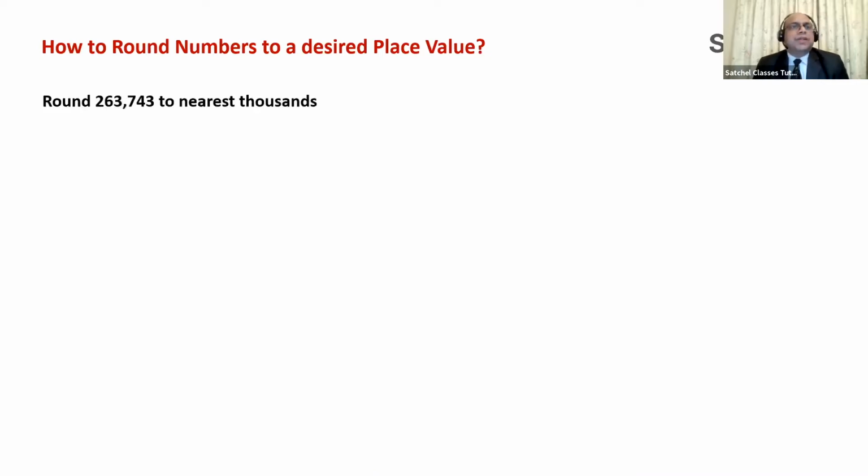Round 263,743 to the nearest thousands. Okay, let's write the number. And we need to round it to the nearest thousands, which is the thousands place digit for this number. This is the third 3 from the left, right? The 3 which is third from the left. That one, the one which we have underlined.